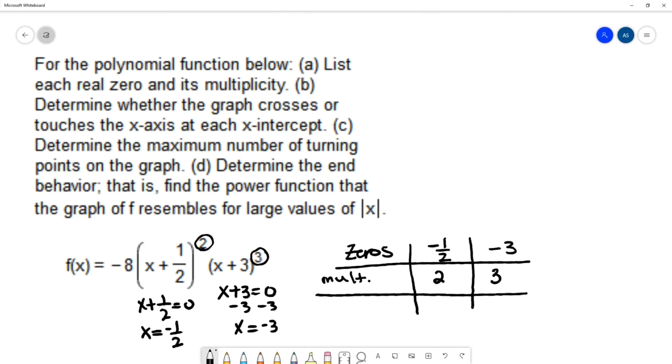We can use this multiplicity to determine the behavior at that x-intercept. We can determine whether the graph crosses or touches the x-axis at that x-intercept. So when we have an even multiplicity, that tells me that the graph will touch the x-axis at that point. And when we have an odd multiplicity, the graph will cross at that point.